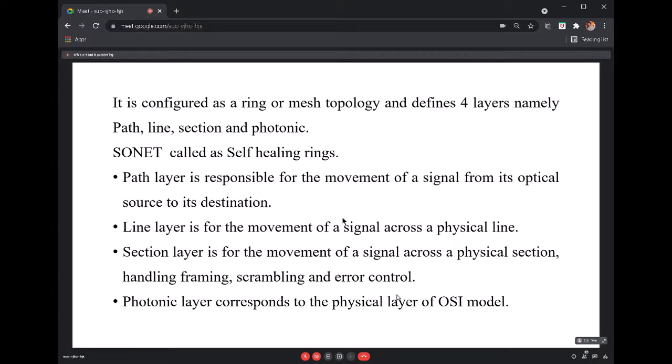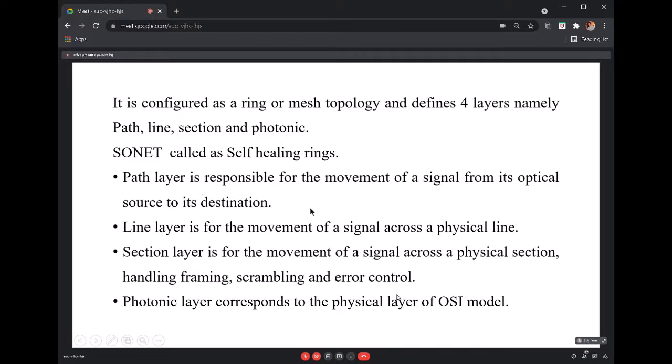Okay, the architecture. As I said, it is going to be defined in 4 layers: path, line, section, and photonic. The path layer, line layer and section layer are in the second layer of your OSI model. Which is the second layer of your OSI model? Data link, sir. Yes, the data link layer. So these 3 layers come within the data link, and the photonic layer comes to the physical layer.